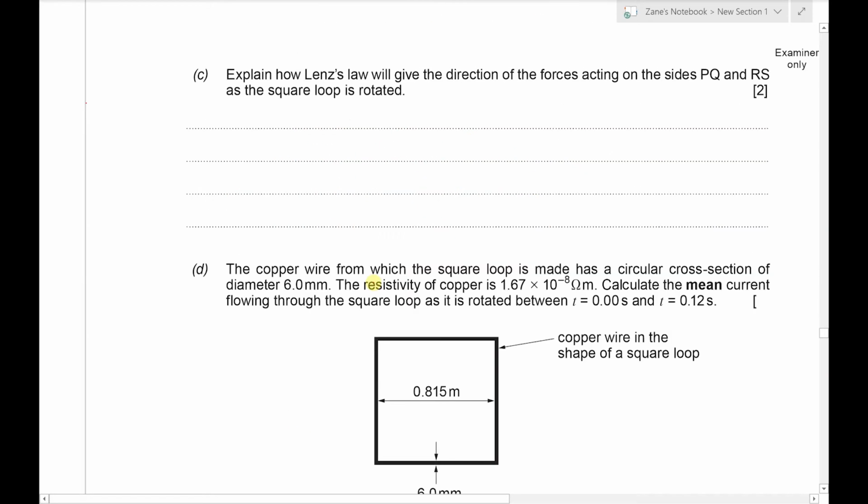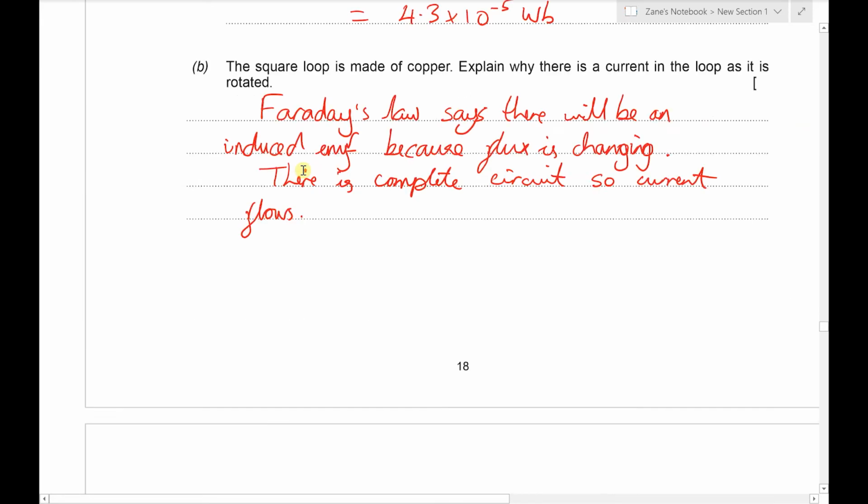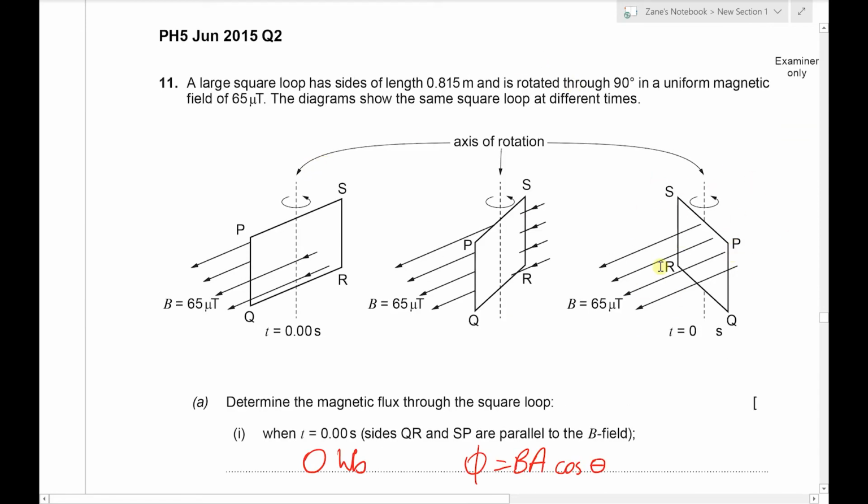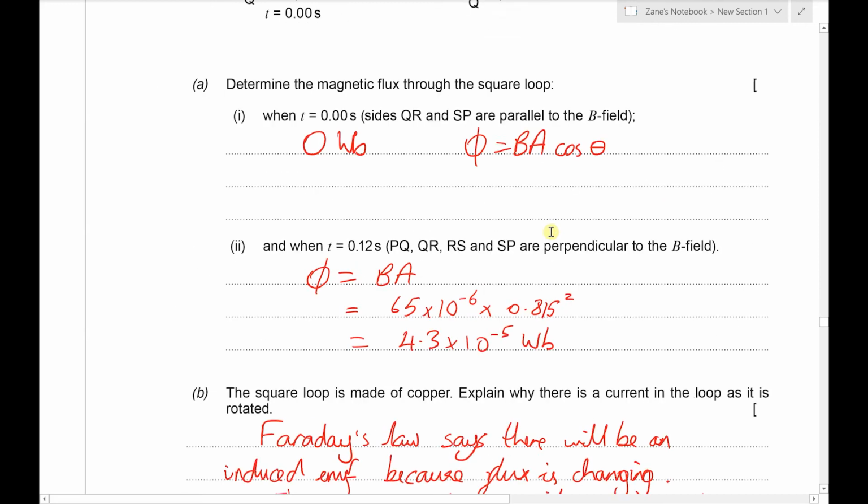For part C, we're going to explain how Lenz's law will give the direction of the forces acting on the sides PQ and RS as the square loop is rotated. Well, Lenz's law tells us that the direction of the induced EMF will oppose the change of flux. So if we look back at the diagram, this loop is being rotated anti-clockwise here, so the forces on sides PQ and RS will be such as to try to rotate the loop clockwise to stop it from rotating.